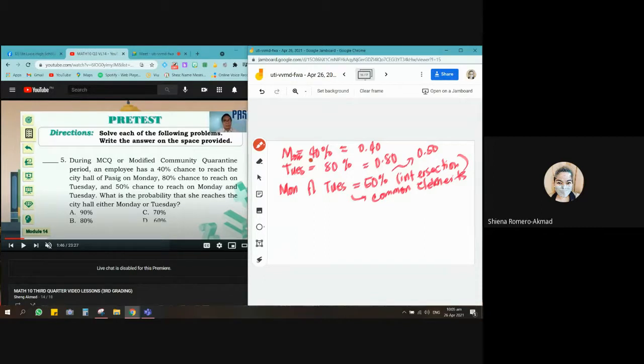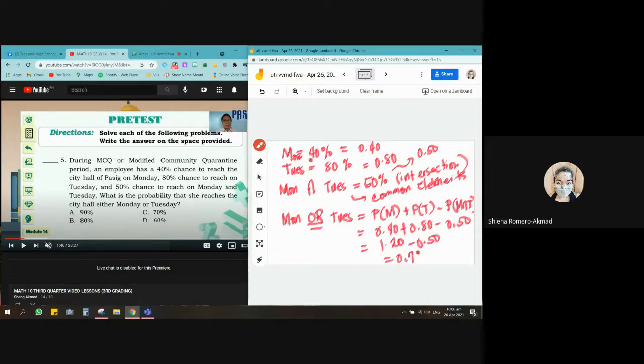So, for us to get Monday or Tuesday, we have to add yung probability that it's Monday and Tuesday, minus yung probability ng Monday intersection Tuesday. Okay, yun lang yung ibig sabihin nun. 0.40 plus 0.80 minus 0.50. That would become 1.20 minus 0.50, which is 0.70. Or, in percentage, this is 70%. So, for him to get either Monday or Tuesday, he or she has 70% reaching City Hall of Pasig.